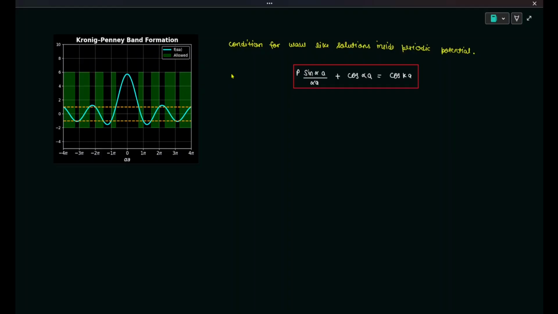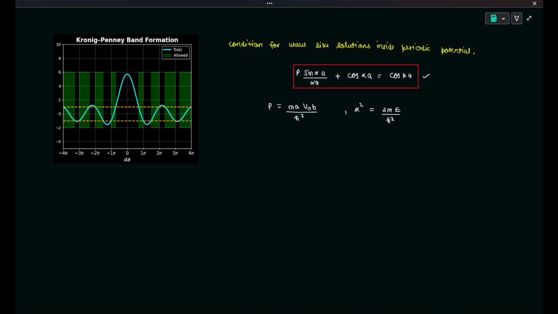In the previous video, we have seen the Kronig-Penney model, and we have also seen the condition for the wave-like solutions inside the periodic potential that is given by this particular equation, where P represents the barrier strength, which signifies the binding energy of the electron inside the potential well, and its value is given by P equal to m a V naught b divided by h cut square, where V naught b represents the area of the potential barrier, and alpha is such that alpha square equals 2mE divided by h cut square.